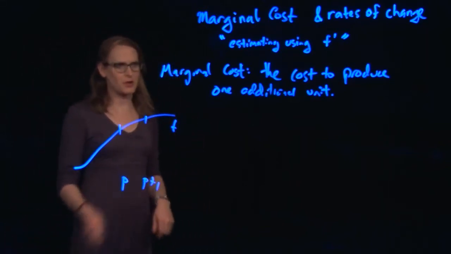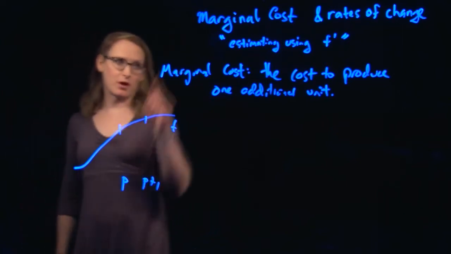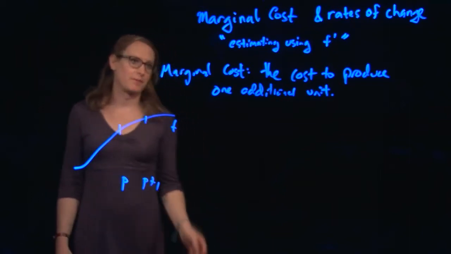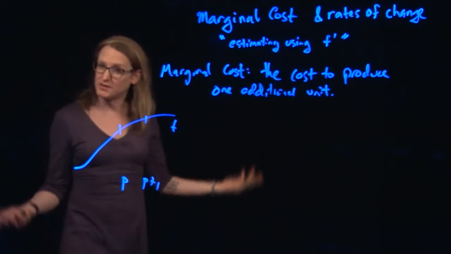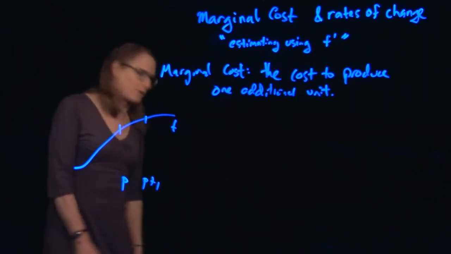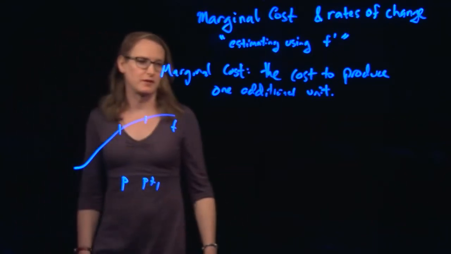Hello. Let's talk about an application of derivatives. Coming from economics, we're going to talk about marginal cost and rates of change, how those two things interplay with each other. I'm thinking of this as being in the broad category of estimating using f prime. And I think it's a pretty sweet application. So the first thing we have to talk about is marginal cost, and then we'll do an application of it.